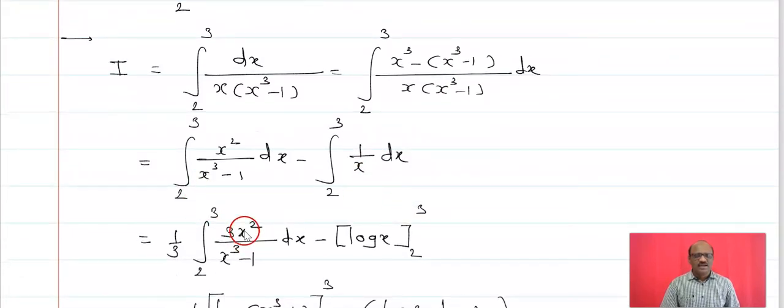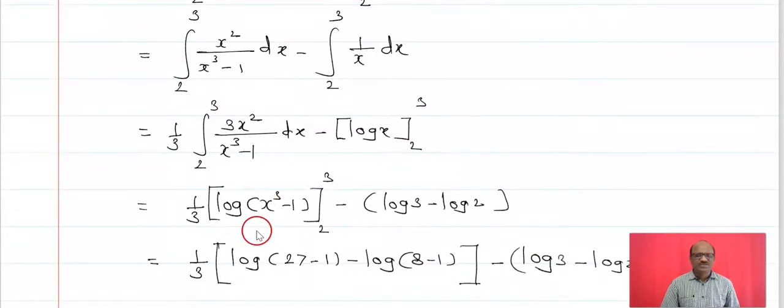And here we adjust 3 in the numerator and the denominator because the derivative of the denominator is 3x square. Therefore, we will write here 1 by 3 integral 2 to 3 of 3x square upon x cube minus 1 dx, minus, what is the integral of dx upon x? It is log of x. Lower limit is 2, upper limit is 3. Then substitute.